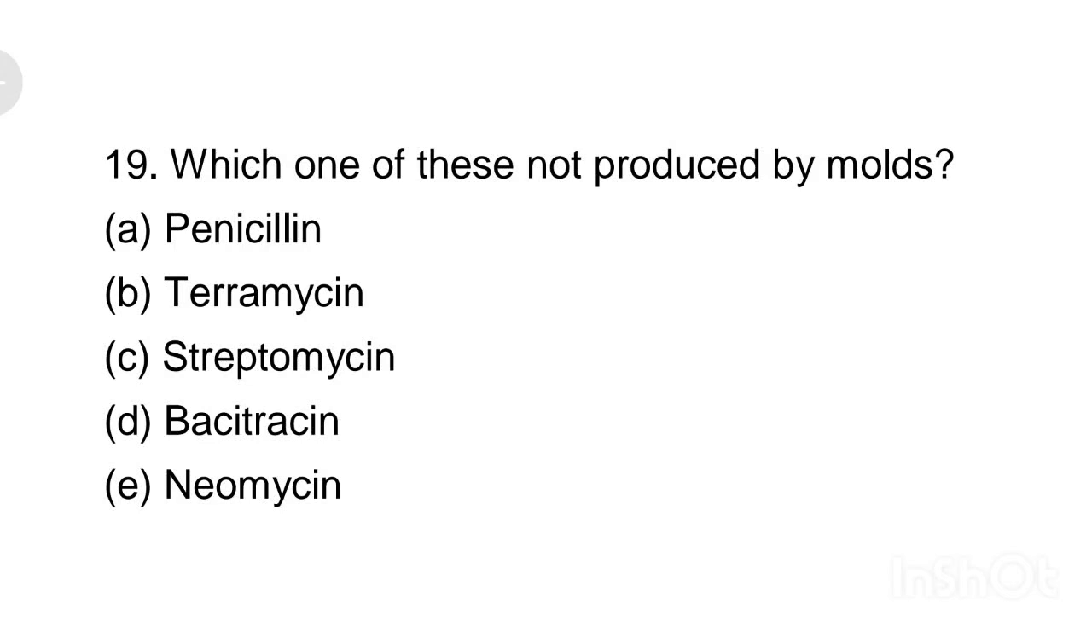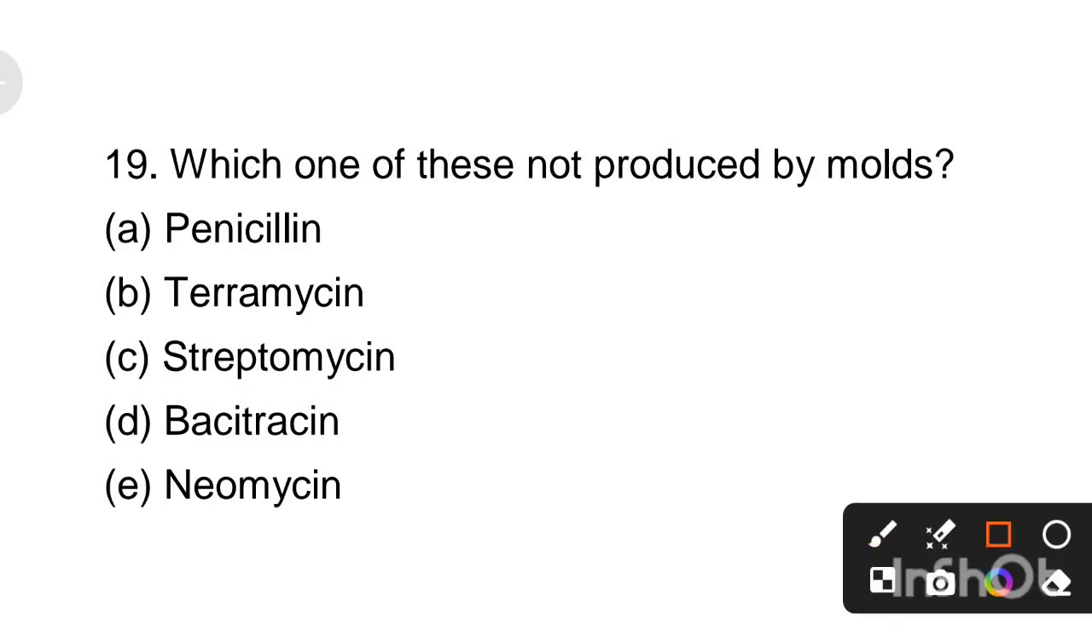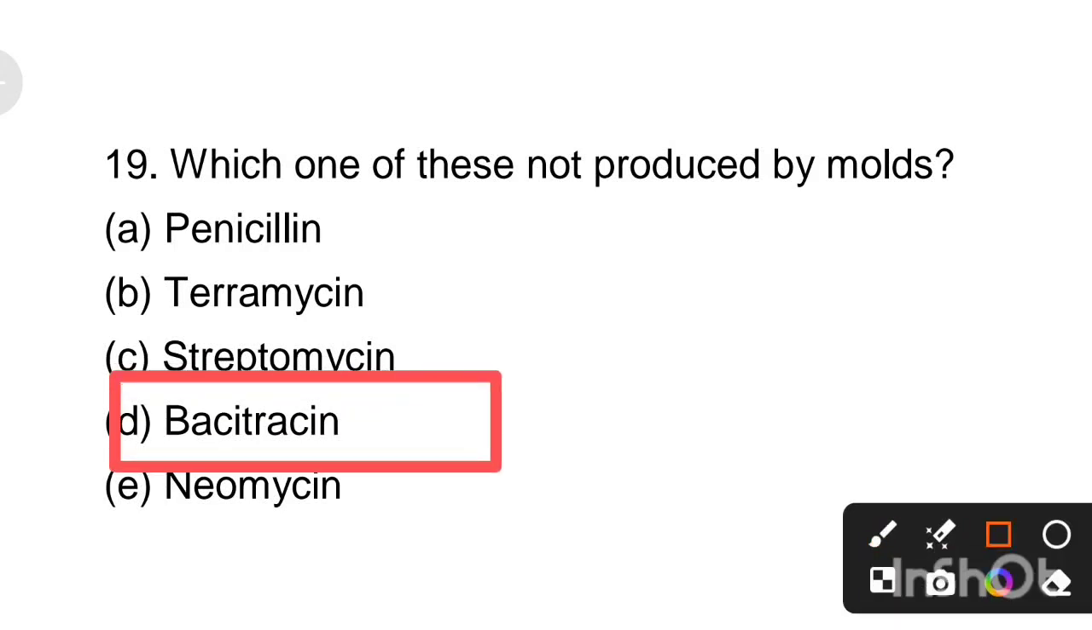Which one of these is not produced by molds? Option A, penicillin. Option B, terramycin. Option C, streptomycin. Option D, bacillin. Option E, neomycin. Correct answer is option D, bacillin.